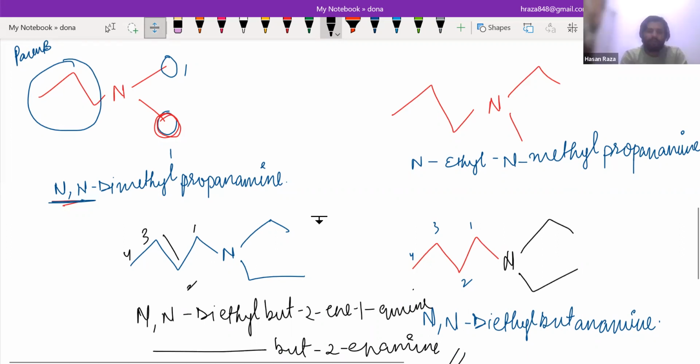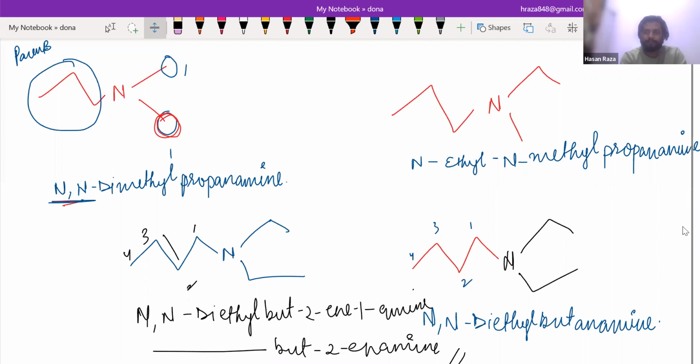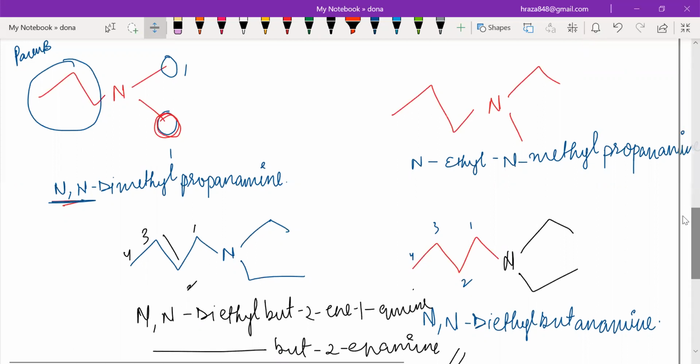Can I change this slide? And if there is one more double bond, then we write 2 comma the other number and then we write the rest, diene. Diene. Okay. Is that clear? Yes, sir. Can I change the slide?